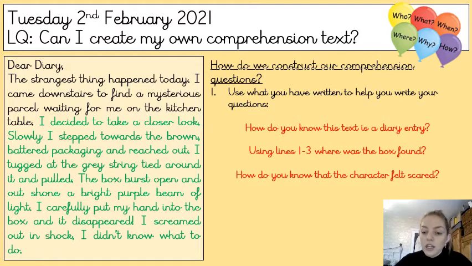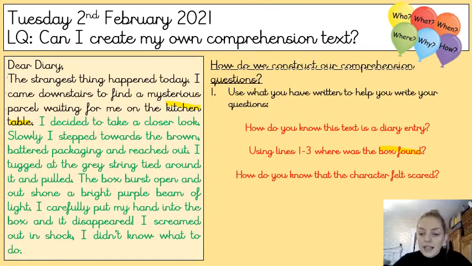Very similar to the comprehension questions that we've been answering from the text that we've been looking at was the second question. So using lines 1 to 3, where was the box found? So I would then expect my reader to go 1, 2, 3, and I would expect them to read it, and then pick out the key information. So kitchen table. So the box was found on the kitchen table. So very simple question there.